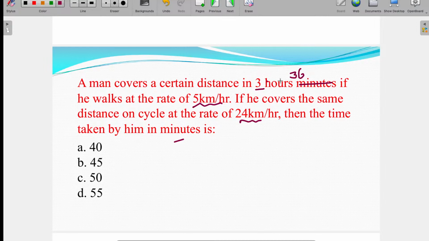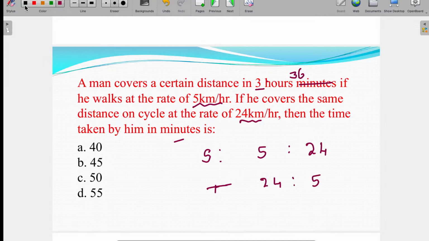Can you convert to minutes completely? 3 hours means 180, and 36 minutes, add 180 plus 36. That will be 216. Initially he is going 5 km per hour, now he is going 24 km per hour. The speed ratio will be 5:24. Then the time ratio will be 24:5.